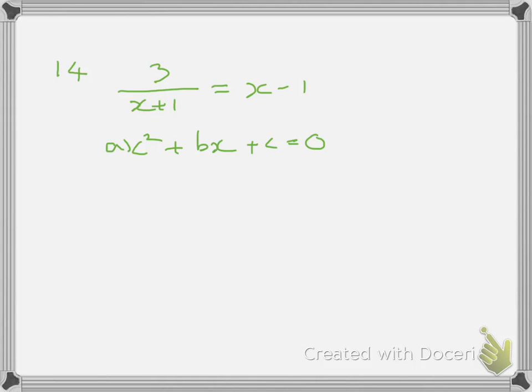If I look at question number 14, it reads 3 over x plus 1 equals x minus 1. Now that's not in the same format as we just did, is it? The trick to these problems is to shift the equation around so that it has some x squares, some x's, and a constant, all equal to 0. Then from there you can factorise and get the 2 solutions.